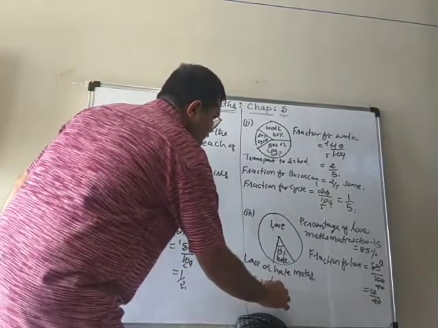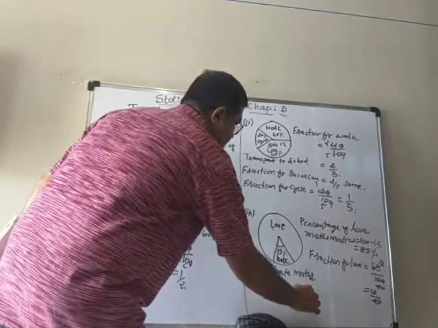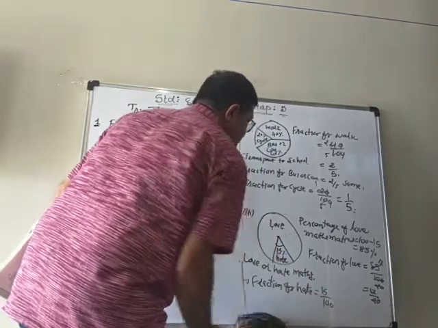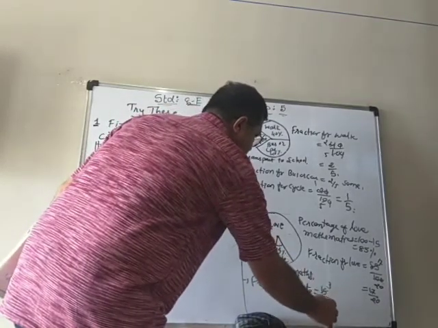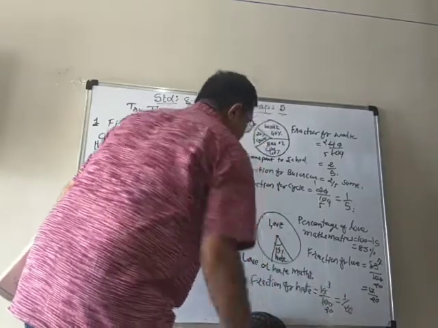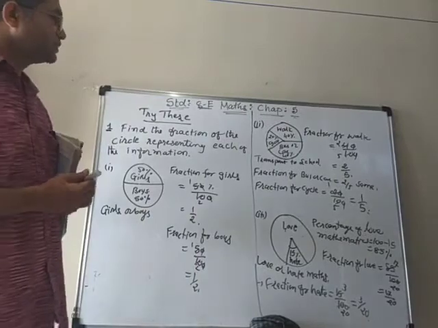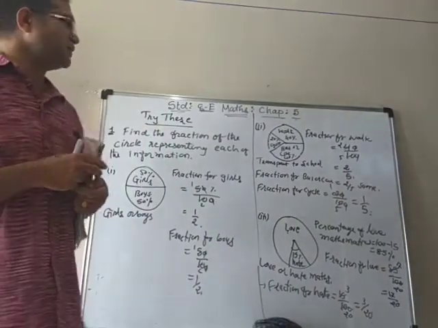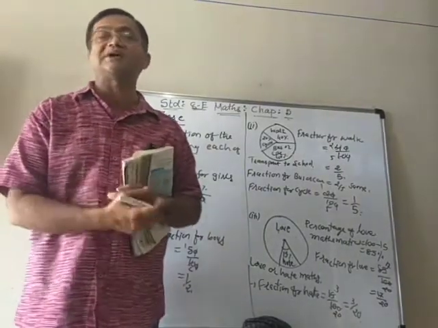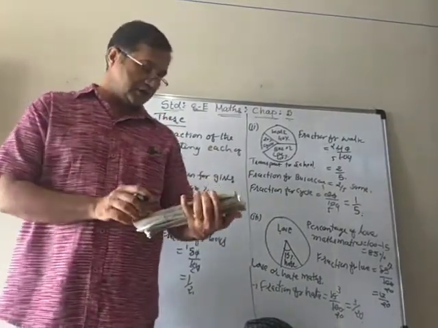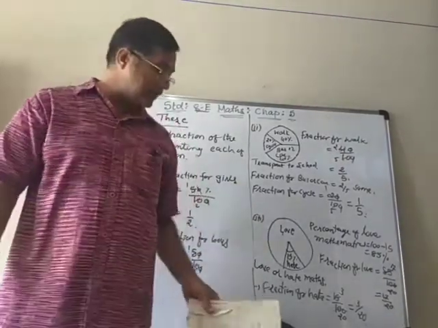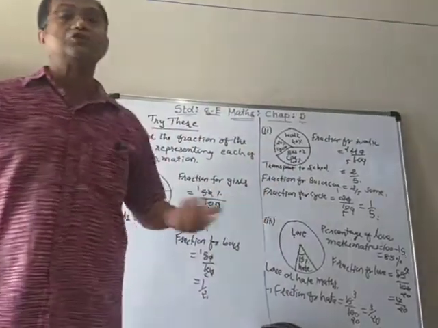And the fraction for hate, 15%, so 15 upon 100. 5 3s are 15, 5 20s are 100. So the fraction for hate mathematics is 3 upon 20. So in this way you can read the given graph, circle graph or pie chart, and according to that we can give the answer. In the next session we will learn how to draw this pie chart.